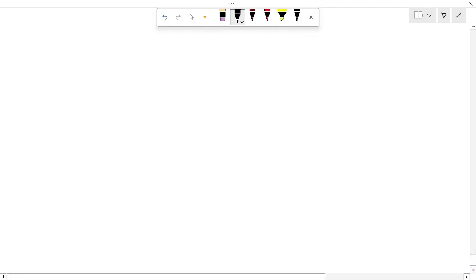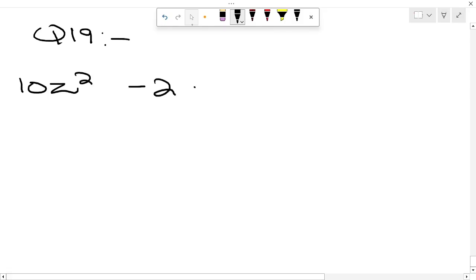Now let's move on to question number 19 of this exercise. So let's write question number 19 right here, and let's solve it. Question number 19 states that 10z square is subtracted from 29z and added with 10.